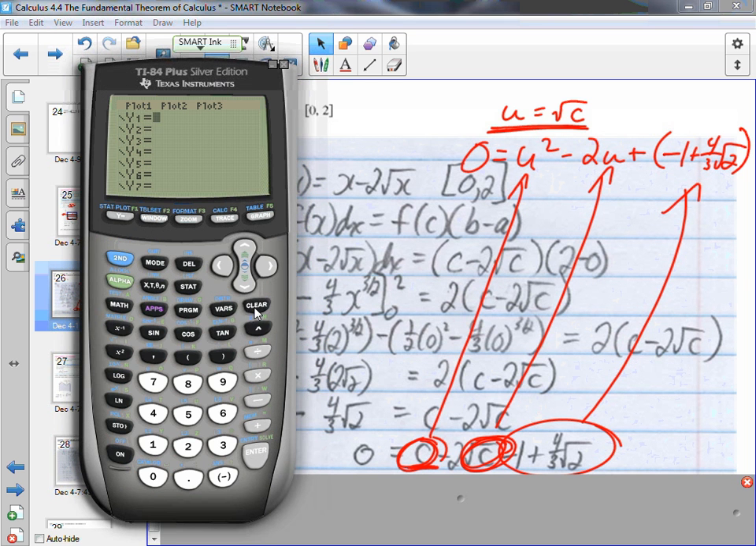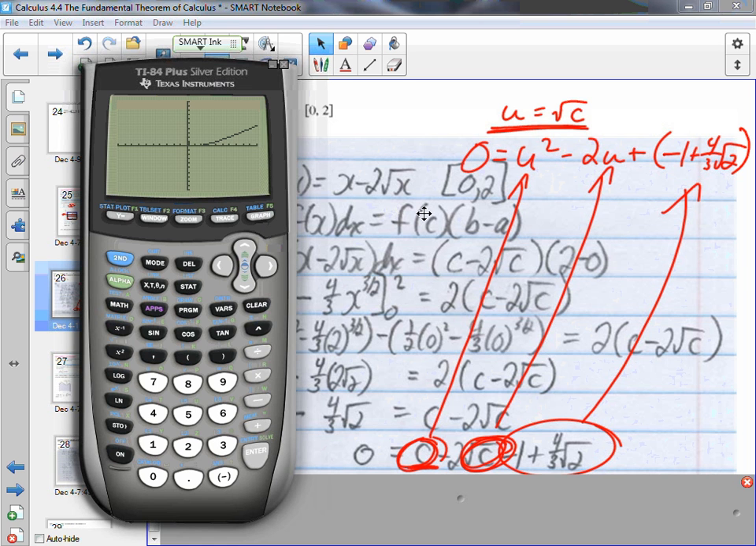All right, so let's let our function be, and I'm going to call it x because that's what I have on my calculator, x minus 2 square root of x, close that parentheses, minus 1 plus parentheses 4/3, close that parentheses, square root of 2. I'm fairly sure I have it typed in my calculator correctly. Let's graph that thing.